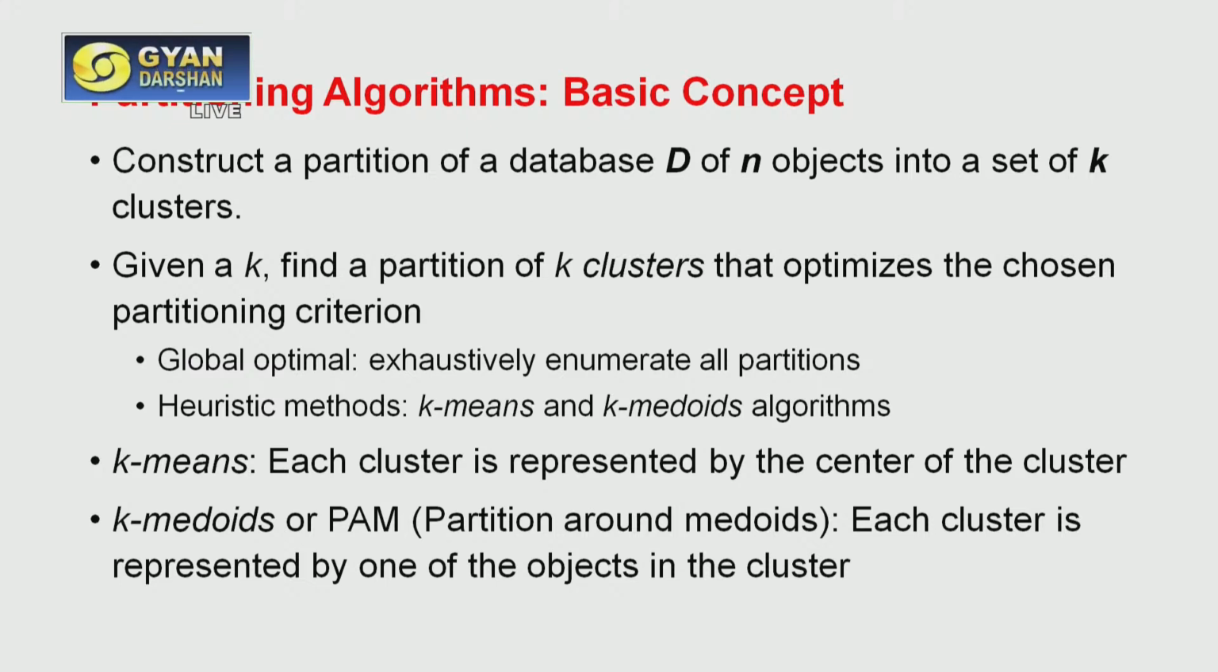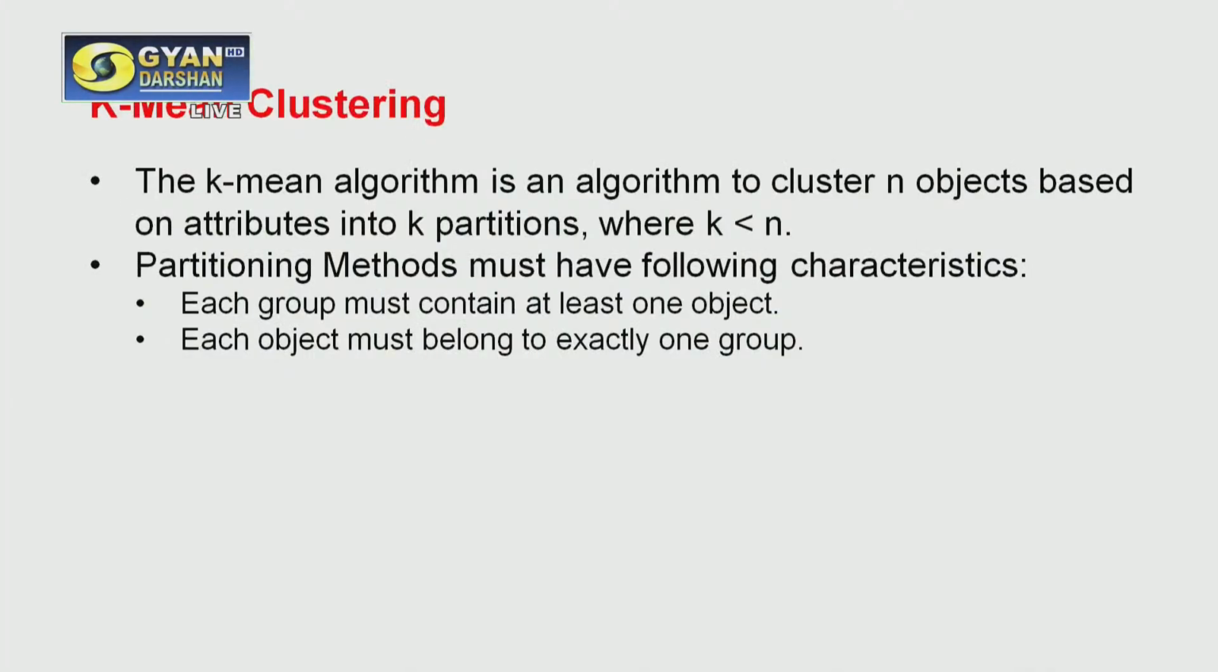If you look at the k-means partitioning technique, each cluster is represented by the center of the cluster. In the case of k-medoid, which is similar to partitioning around the medoid, each cluster is represented by one of the objects in the cluster. So one can start with any clustering points they wish. Then let's start with k-means clustering here.